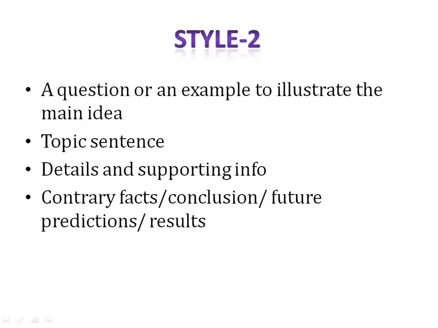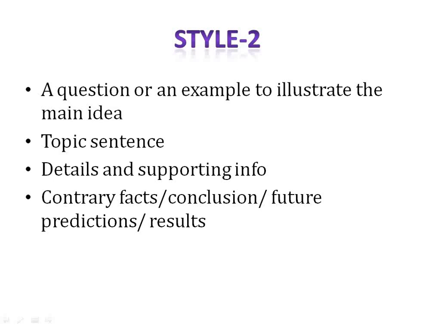Style 2: sometimes the writer starts the paragraph with a question or an example in order to illustrate the main idea. In order to make it more interesting, they sometimes start with a question or an example. Next will be the topic sentence, which will always depend on the question or the example they have given in the first sentence. Next come details and supporting info, which may be examples, a timeline or any supporting ideas. Contrary facts and conclusion, future predictions and results always come at the end.